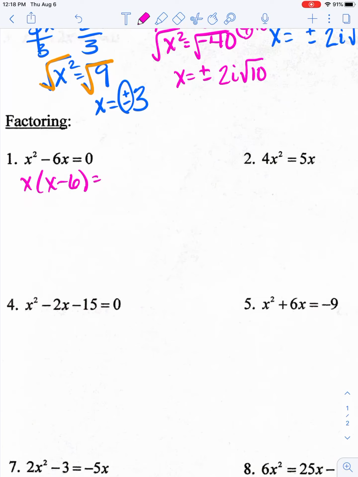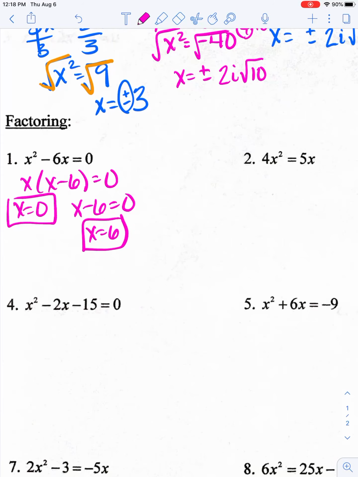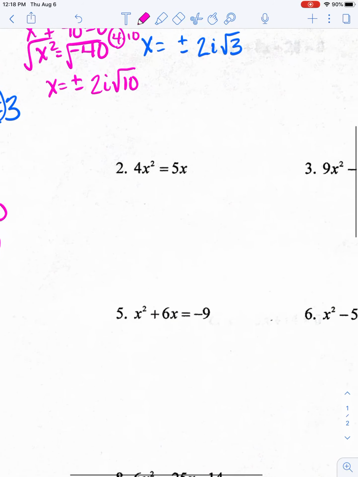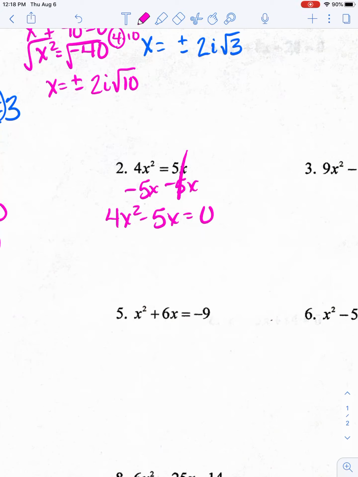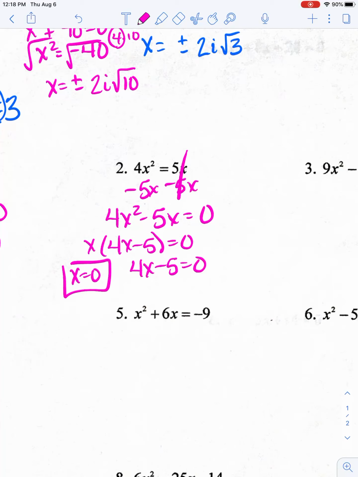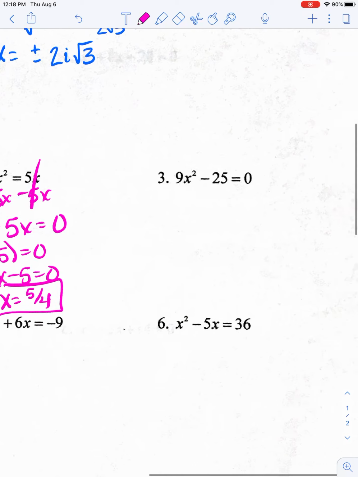So this one is equal to 0. I'm going to GCF an x, and then I'm going to separate each one, set them each individually equal to 0, and then solve them. For number 2, I have to get it equal to 0 first. And again, I'm going fast because this is a review. So if you need to stop and rewind or slow down, please feel free. I'm going to GCF here an x. So that's going to give me x equals 0 and 4x minus 5 equals 0. This one's done. This one, I'm going to add 5 and divide by 4.